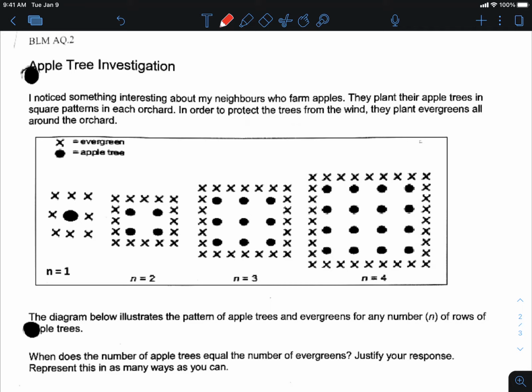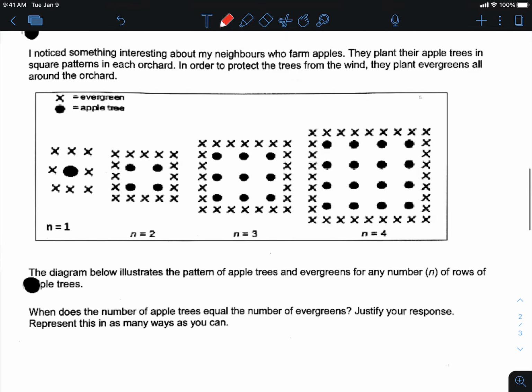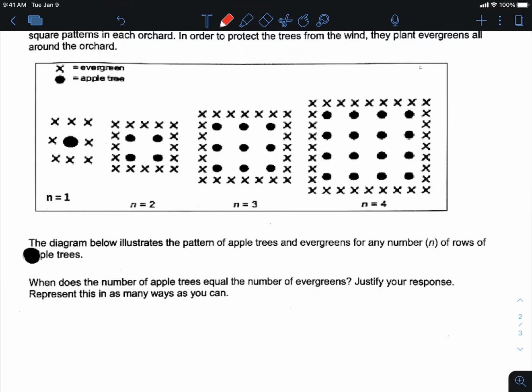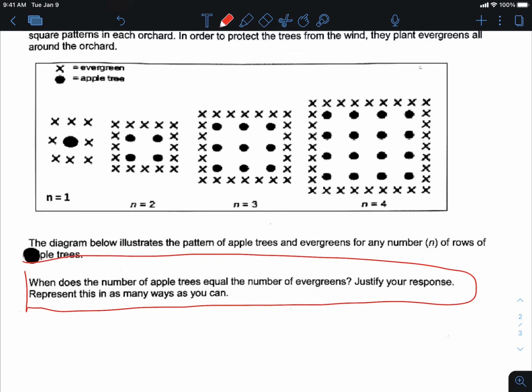These diagrams represent the stages, okay? And then in the stages, you can kind of see the apple trees and how the apple trees are growing in number, but also around the outside, you can see how the number of evergreens is also increasing, okay? So when we work through this, our question is, when is the number of apple trees going to equal the number of evergreen trees? Okay, that's our question.